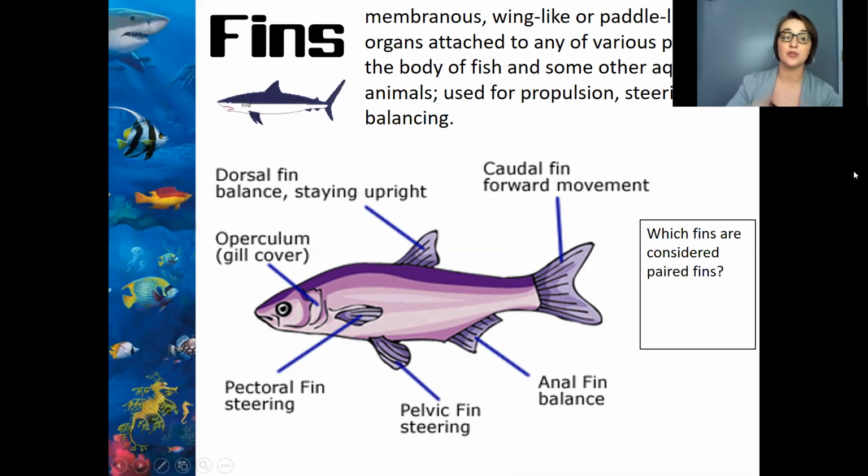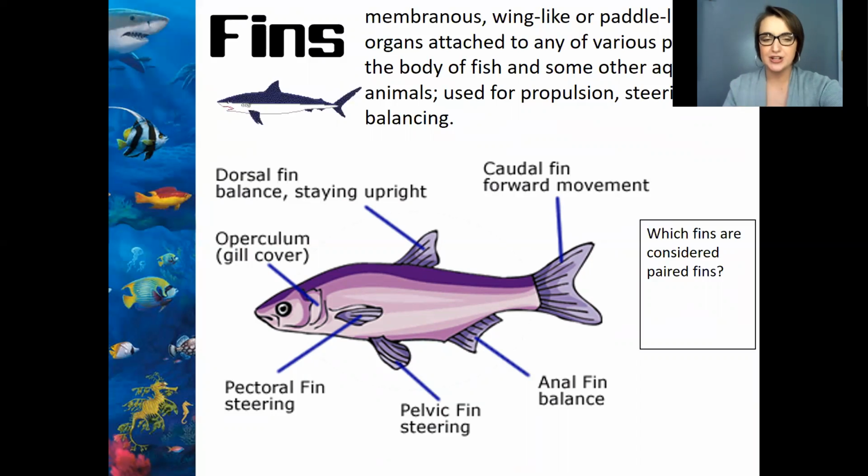Now, of course, another one is going to be fins. We already talked about those paired fins. So we know that fins are going to be those wing-like paddle organs that are attached to different parts of the fish depending upon the species of fish to which you are referring. These can also be found on some other types of aquatic animals, and we know that they're going to be used for moving through the water, propulsion, steering, balancing, and so on and so forth.